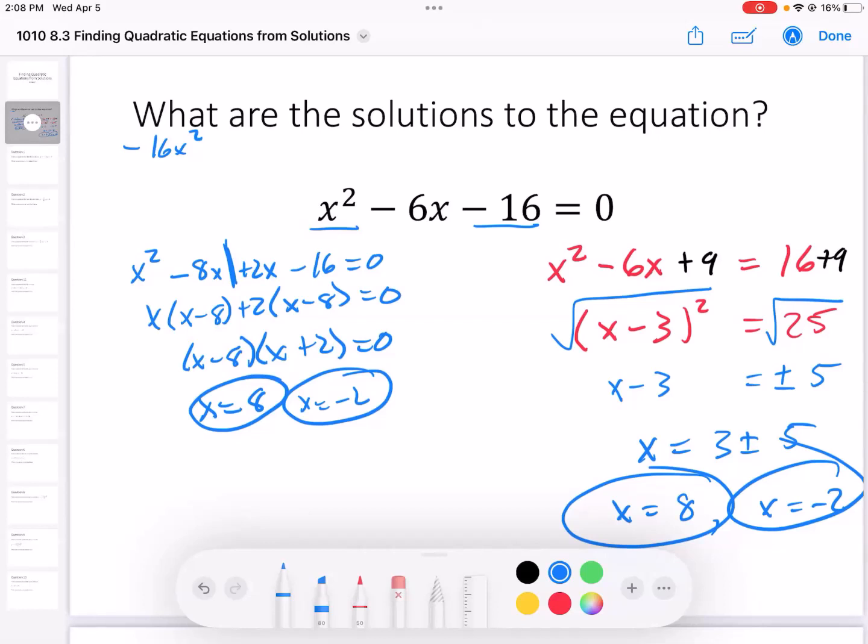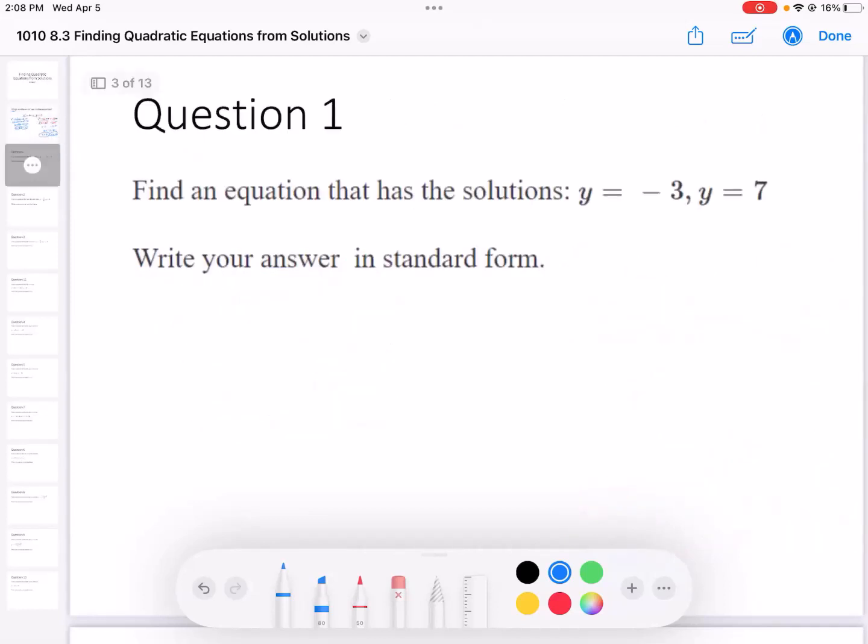So you'll use one of these two methods depending on what types of solutions you're given. If you're given two totally different numbers that aren't really related with a plus or minus at all, then you just write out their factors and FOIL it out. If you're given something like this, where you have a plus or minus, then you get the plus or minus stuff by itself and square to get rid of the plus or minus, and then set the equation equal to 0. So let's go through some examples. If we start off with question 1 on your homework, we have: find an equation that has the solutions y equals -3 and y equals 6.